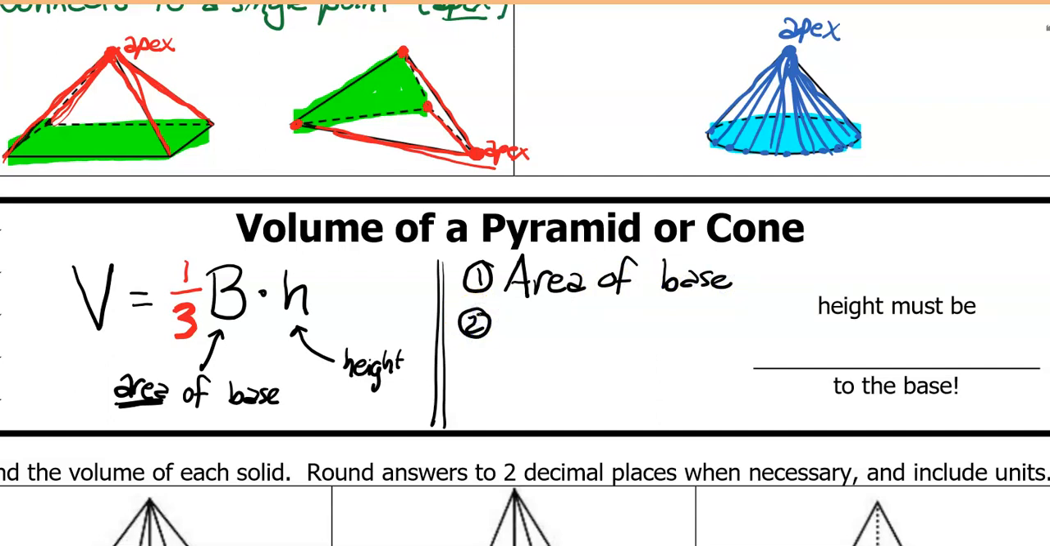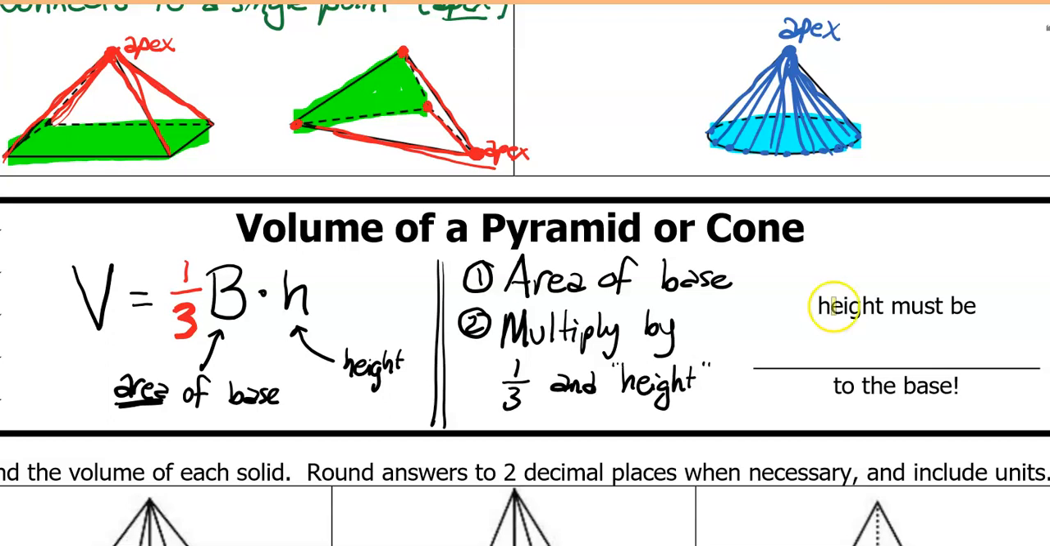And then instead of just multiplying that by the height, we're going to multiply by 1/3 and the "height." I'll put that in quotation marks to remind us to be careful when we use the word height. We'll see that in the examples below and right here. Just like when we did area of triangles, this was true. Now that we're dealing with volume of pyramids, it's still true.